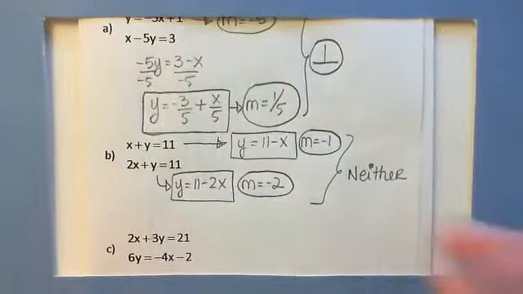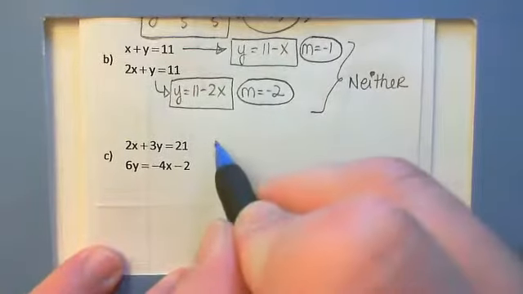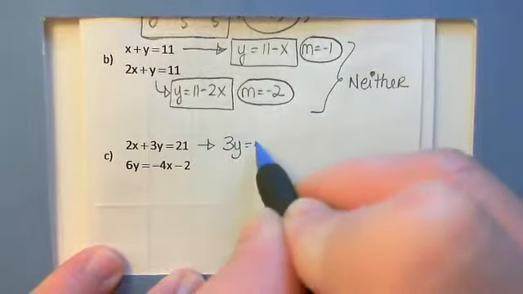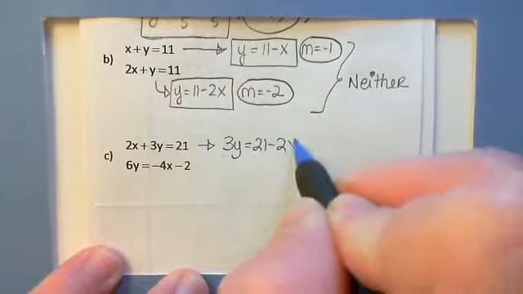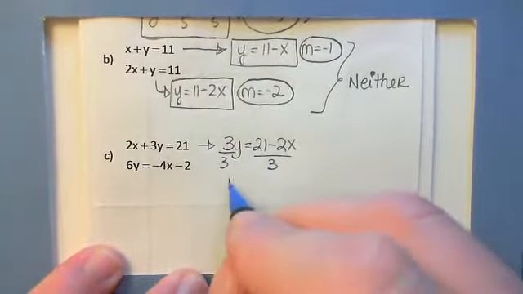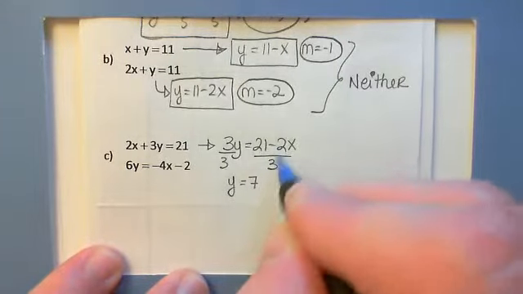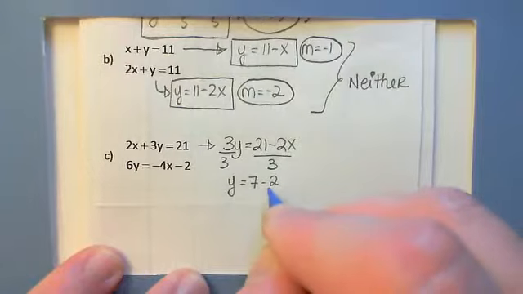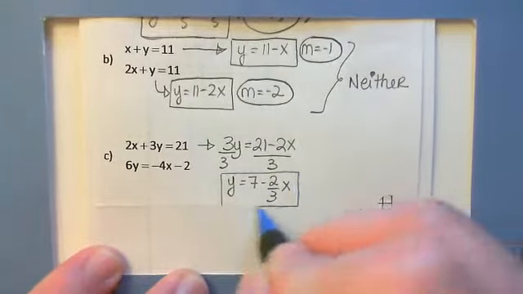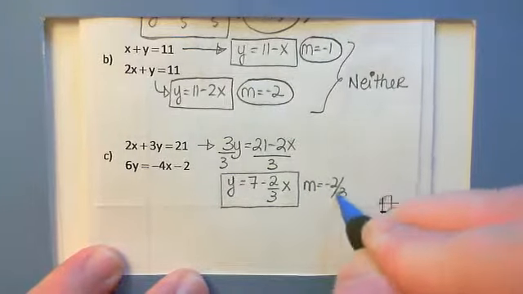Okay, alright, letter C. We need to get the y alone, so this would be 3y equals 21 minus 2x, divided by 3. Y equals 7, and can I divide 2/3? No, so I leave it as a fraction, so it would be negative 2/3. So that means my slope here is negative 2/3.